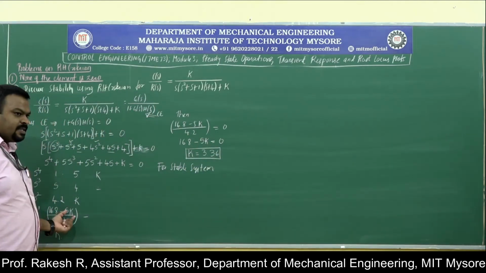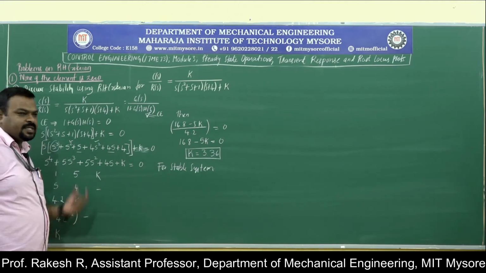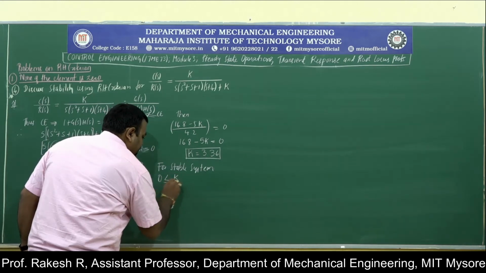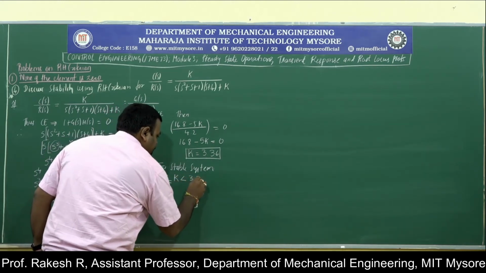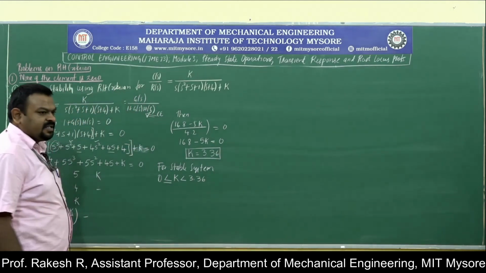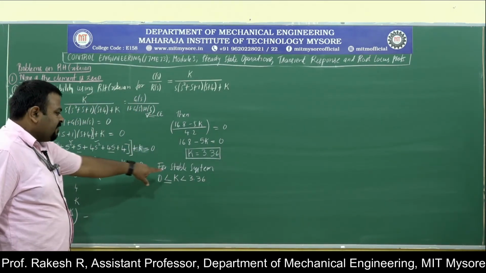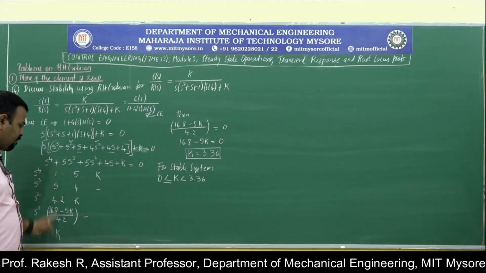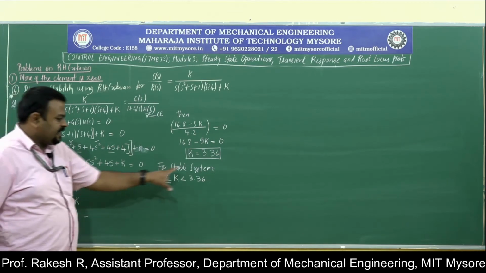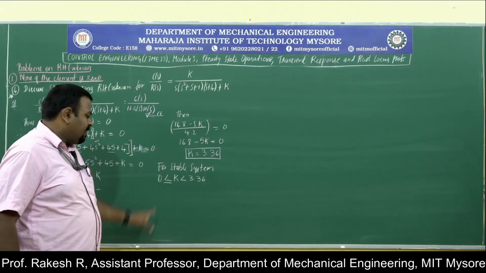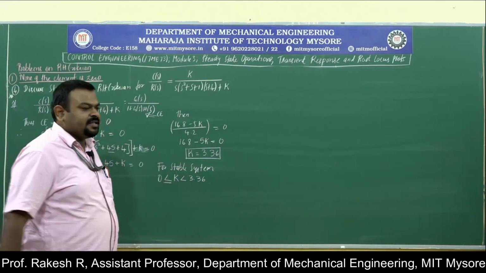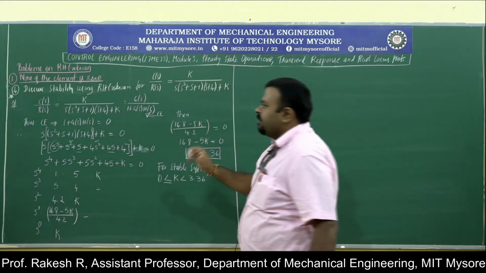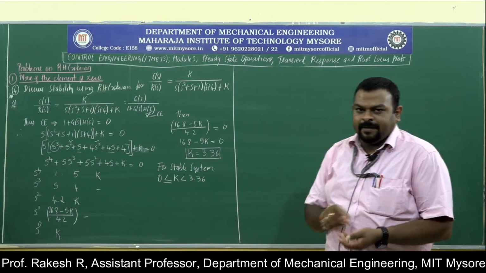even if you give the value 0, this will be positive only. For a stable system, the value of k should be 0 to 3.36. If you give the value of k in between this, then this will be positive. That's why we will write for a stable system, the value of k will be 0 to 3.36. So this is the problem with k.